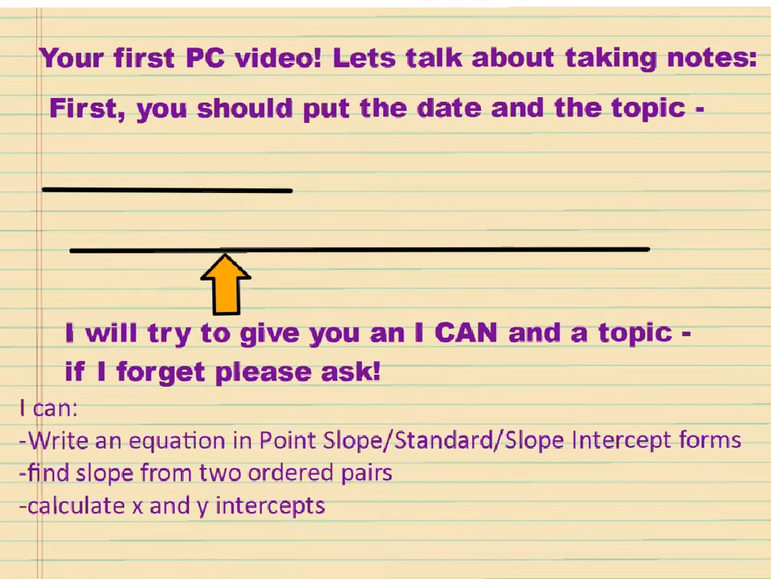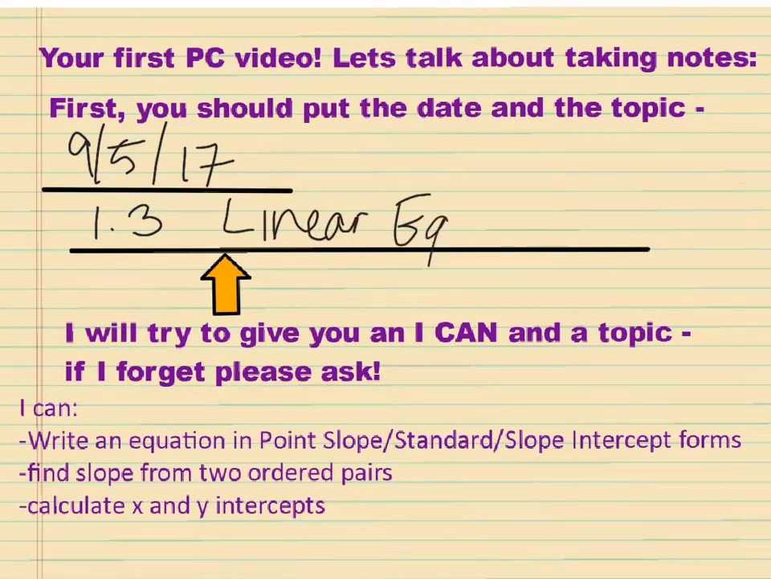So first of all, on the top of your notes, especially if I'm checking them, I would love for you to have the date and the topic. Since it's still September 5th for me, I'm going to write that in. And then I'm going to put the topic. So if I ever forget, you guys could send me an email or just write on our Schoology page, like, hey, Miss Vogt, I don't know what this is. I tried to publish a calendar already, but this is 1-3, and we're talking about linear equations.